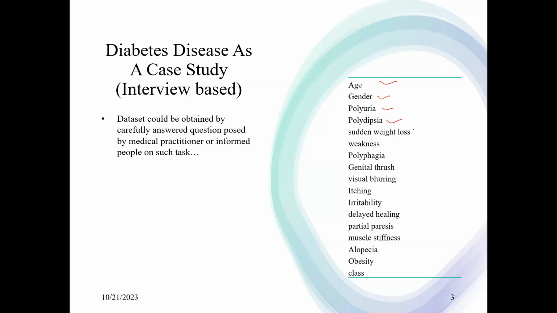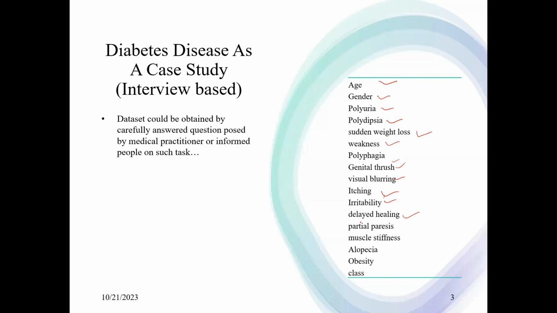test. Did you experience sudden weight loss, weaknesses in the limb and hands or body generally, genital thrush and visual blurring? Did you experience visual blurring? Do you experience itching in any part of the body? Irritability? Did you suffer from delayed healing? Is there any delay in the healing? Maybe there is something that caught your body.